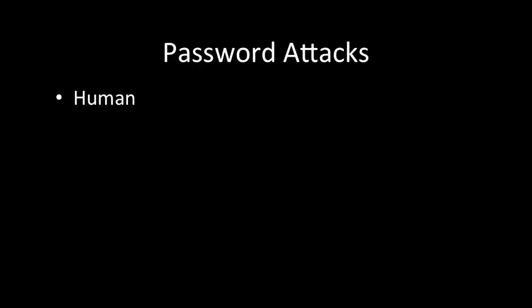You can have a human attack, so this is where you ask someone for their password, you guess their password because you know their dog's name or their kid's name or their birthday. Maybe you go into their office and you know where they might have written it down. Maybe they stuck it on a post-it under their keyboard. These have nothing to do with computers or computing, it's just a human attack. This is actually one of the easiest ways to compromise a password, and we'll come back to this ability to do a human attack later on.